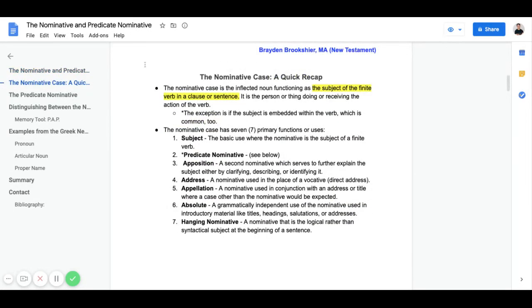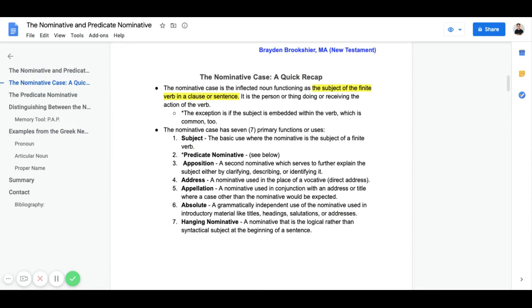Real quick though, let's just do a quick recap of the nominative because this is important. We need to have this drilled in our brain if it's not already. The nominative case is the inflected noun functioning as the subject of the finite verb in a clause or in a sentence. It's the person or thing that's doing or receiving the action of the verb. As I talk with some of my students about this, it's the actor of the verb, or it's the one being acted upon. So it's in some way doing or receiving the action of the verb.